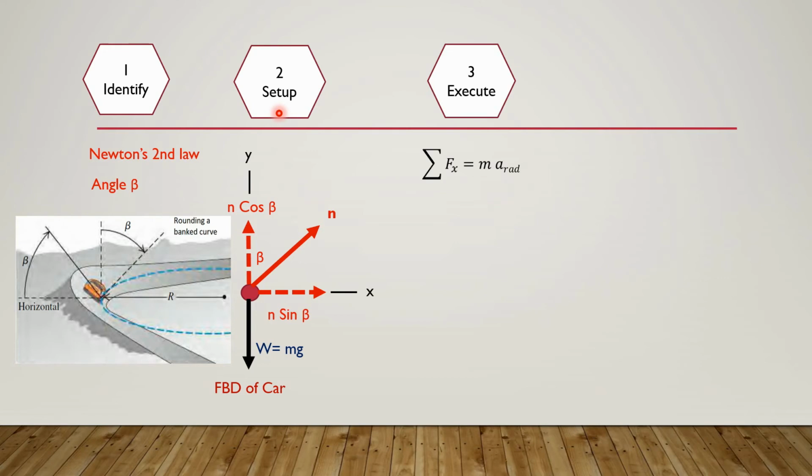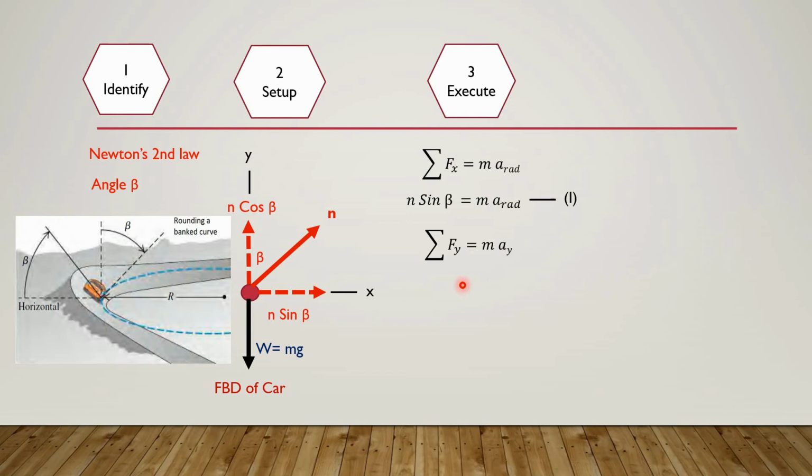First we will apply Newton's second law of motion as sigma Fx is equal to m a radial. Sigma Fx is the sum of all the forces along the x-axis, and the only force acting along the x-axis is n sin beta. So sigma Fx is equal to n sin beta is equal to m a radial. This is equation number 1.